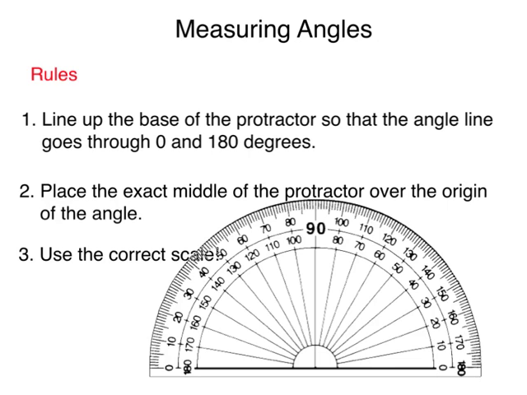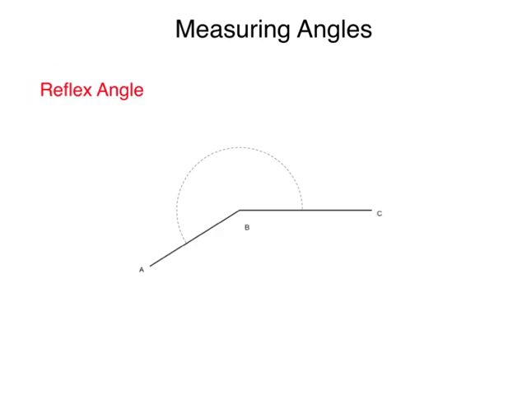You can also think that if it's an obtuse angle, and the angle comes out over here, that it cannot be 40 degrees because it's an obtuse angle. It has to be 140 degrees. Keep these rules in mind and you'll always get the correct answer.